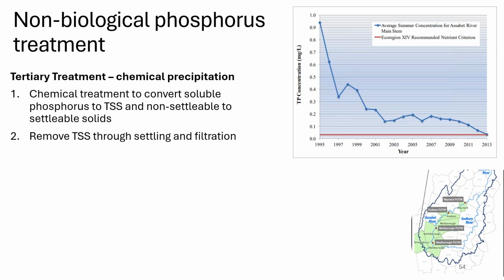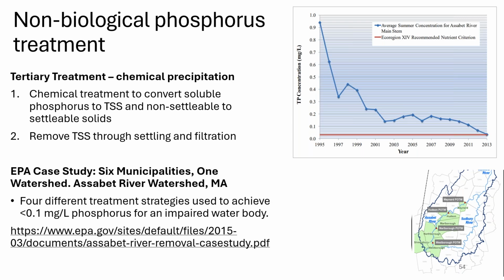And a lot of times what you'll see is not biological phosphorus removal, but a tertiary treatment add-on where you're using chemical precipitation to remove phosphorus. And basically they're using chemicals to oxidize phosphorus and to cause it to settle. And then they just remove it through settling and filtration. I've included a link here so you can look at a case study where they had to meet a very stringent phosphorus level of 0.1 milligram per liter. And there were 4 different utilities that used 4 different types of chemical phosphorus treatment.